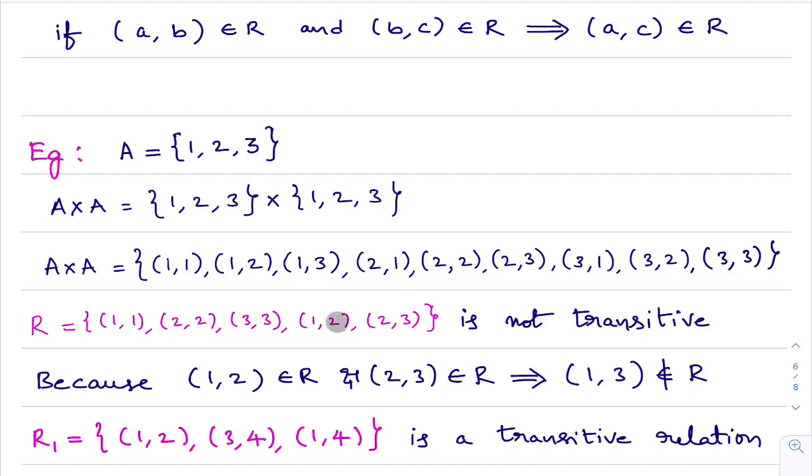Now come to this 1, 2. It ends with 2, right? Any other ordered pair which begins with 2? Here this begins with 2. 1, 2 and 2, 3. That means I am able to identify A comma B, B comma C. Now you check A comma C. What is A comma C? A comma C is 1, 3. Is 1, 3 there in this relation? You check. 1, 3. No. That's why it is not transitive.